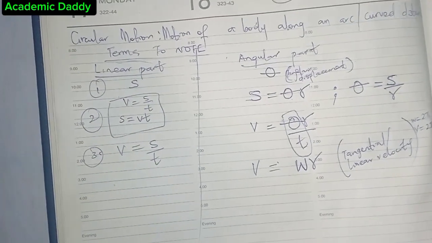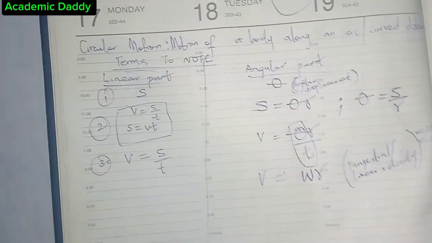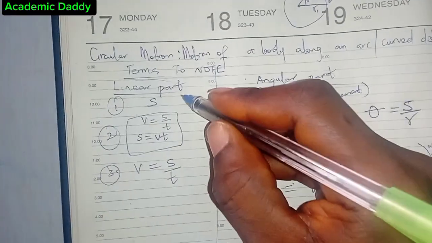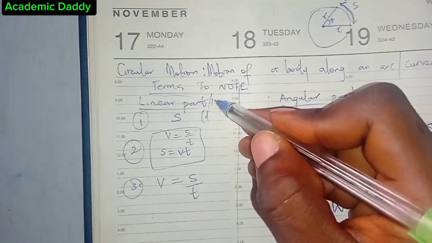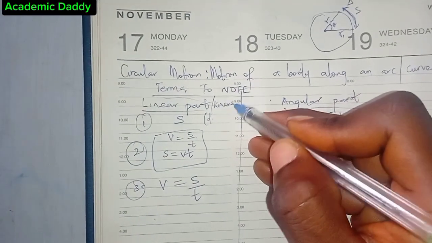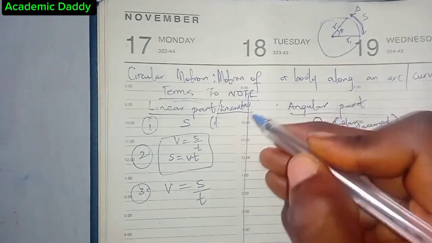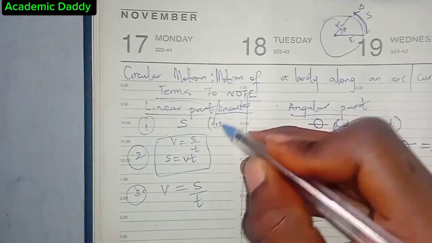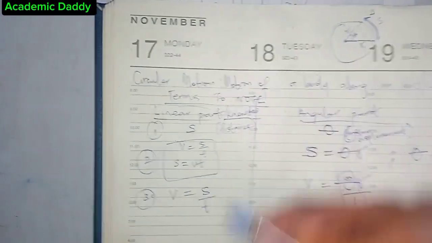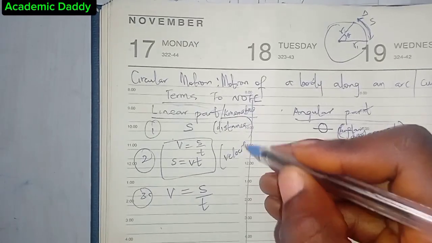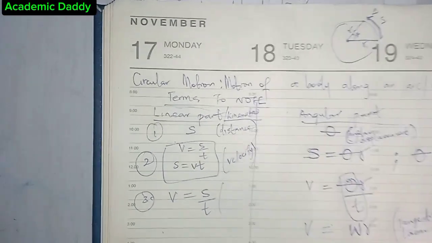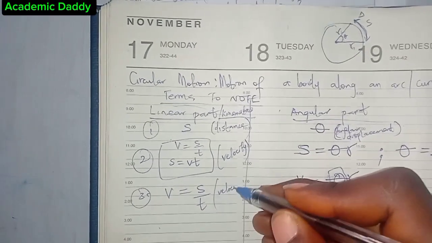So if I know this, we can now progress to the next part. Notice I'm using these principles of kinematics, the kinematics aspects, because kinematics deals with motion. So we've talked about distance or displacement, we've talked about velocity here, then we've also talked about velocity here.